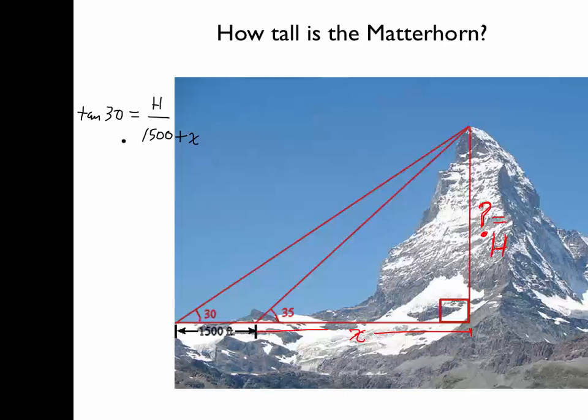And then in the second triangle, tangent of 35 would equal, so now this smaller triangle, what would it equal? H over X. So there's your setup. You've got two equations, two variables. You can get the value of H.